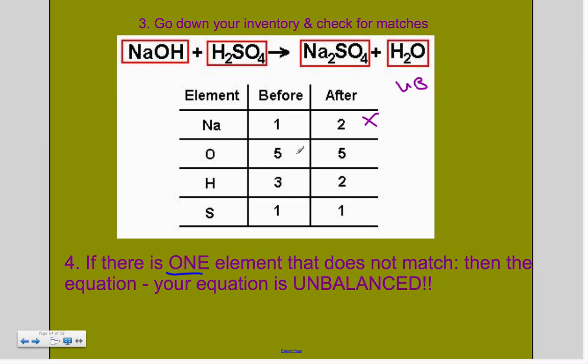So that's really all you have to do. Once you find one that doesn't match, then you just write unbalanced or UB and you're finished. If they all match, like if this was 1 to 1, 5 to 5, 3 to 3, 1 to 1, then it would be balanced because all the numbers are the same. But because this one isn't, it is unbalanced.